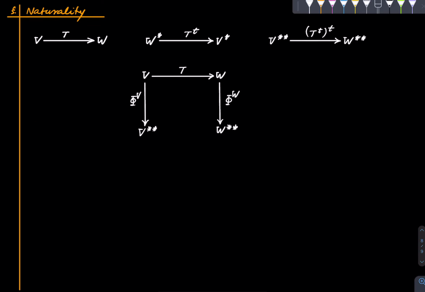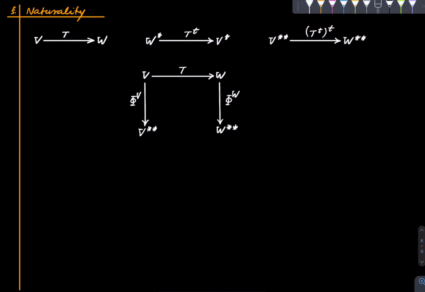Lastly, there is this notion of naturality. Again, we don't need to know what this means in general, only in the context we are interested in. So fix a linear map T. Then that gives rise to a linear map from W star to V star, which we call the transpose. And then one can take its transpose, because after all, this is also a linear map. So you can take its transpose to get this guy.